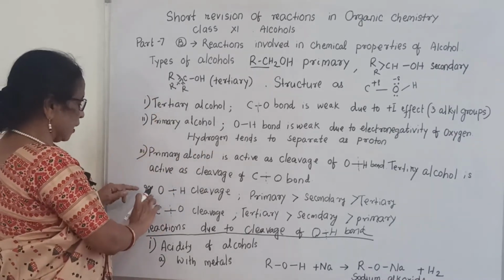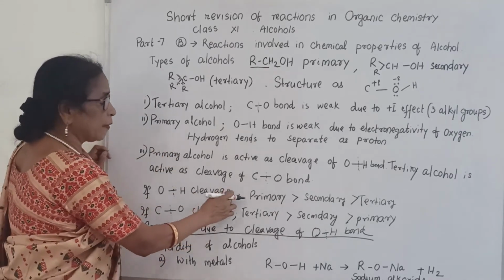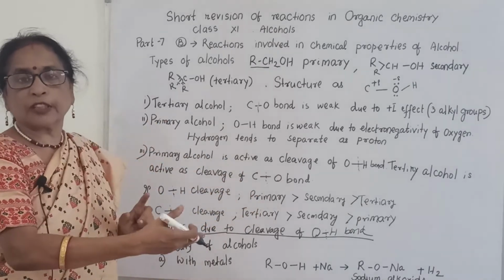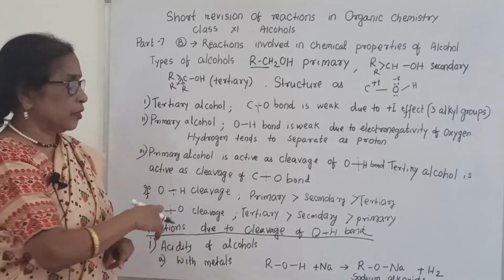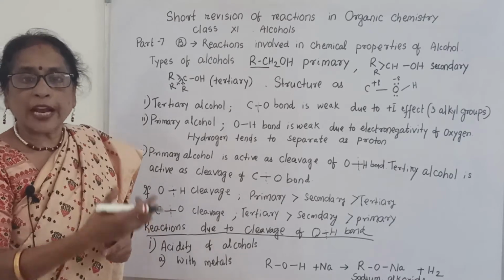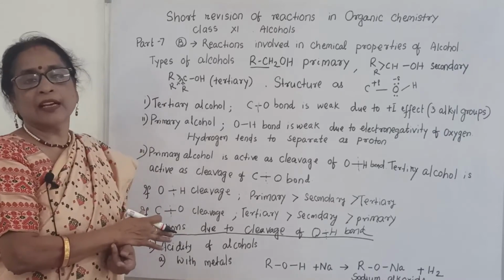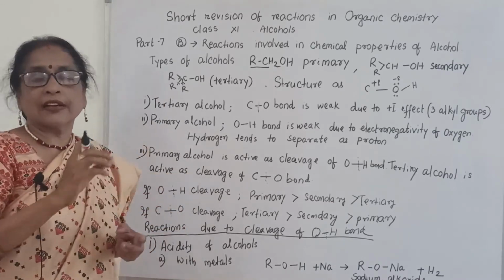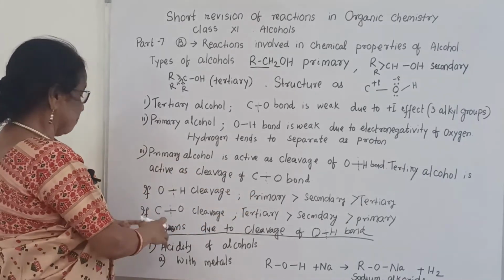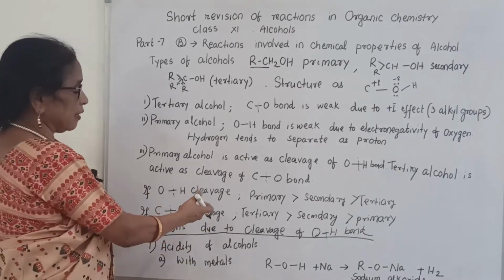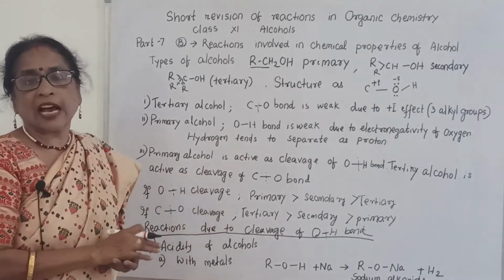Then what is the conclusion? If the OH bond cleaves, primary is more active than secondary, which is more active than tertiary. If the CO bond cleaves, then which one is active? Tertiary is more active than secondary, which is more active than primary. That means if the OH bond breaks, primary is more active than secondary and tertiary. Similarly, when the CO bond cleaves, tertiary is more active. That is why the reactions are different.